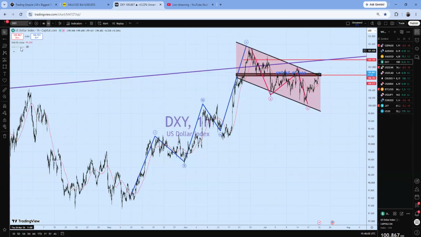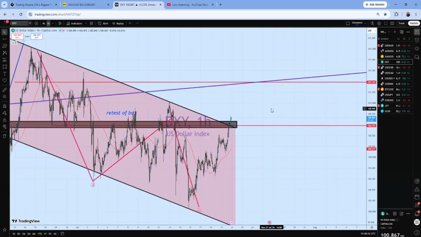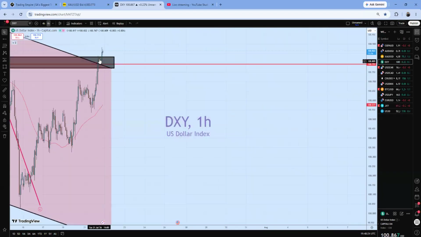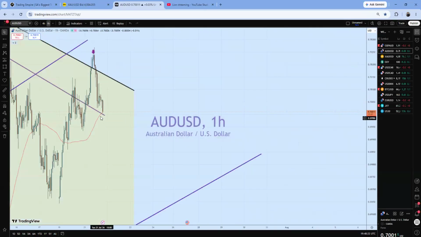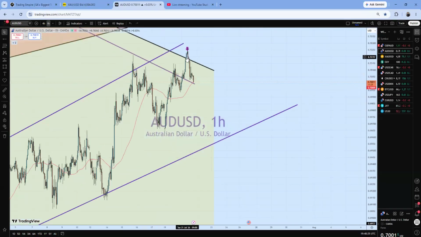So we had the five wave move and then the pullback, right? And now if you look here in this channel, price was always rejecting here. Now it did a breakout and retest and it's moving further. So there's a lot of strength to the dollar, right? Cool. So with AUD, I'm seeing weakness in AUD, right?